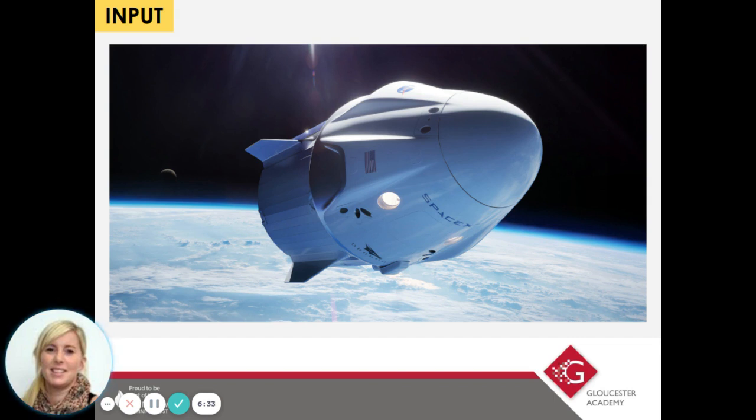Now, this spacecraft, if it was stationary, it would remain stationary. But if it was moving, then it would carry on moving at that same constant speed. Okay, and this is Newton's first law.